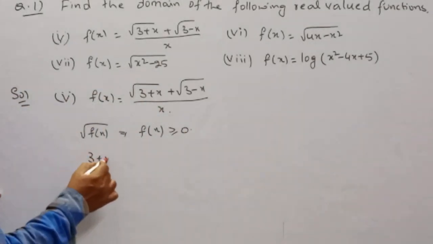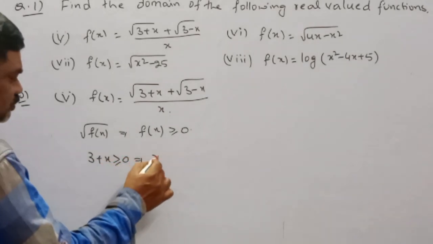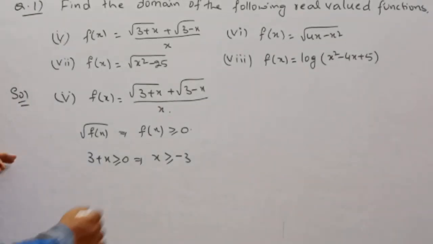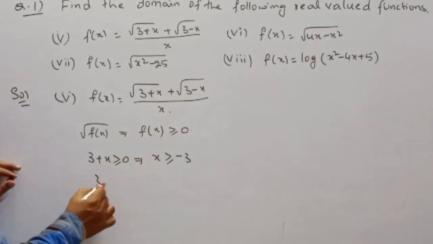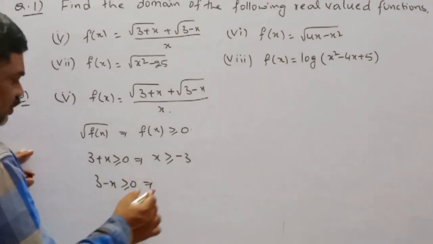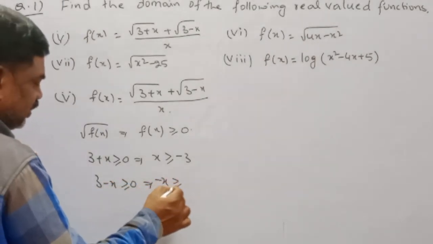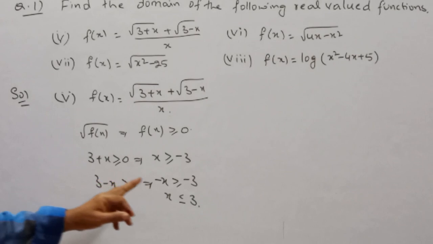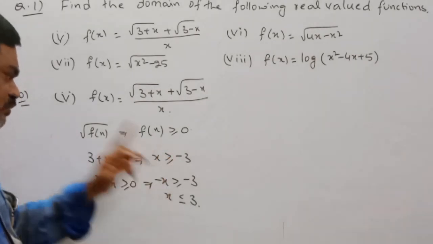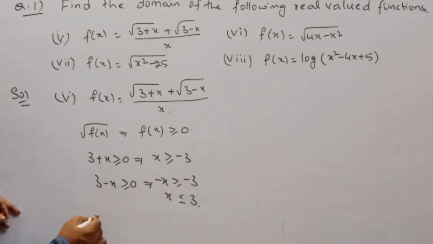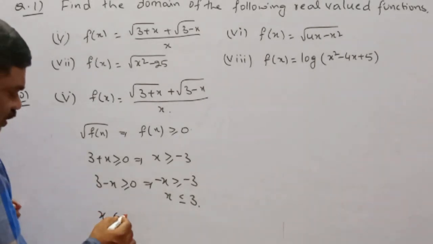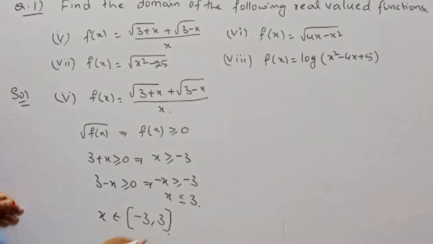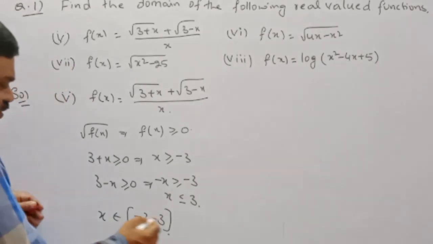That's why 3 plus x greater than or equal to 0. So, x greater than or equal to minus 3. And 3 minus x greater than or equal to 0, so minus x greater than or equal to minus 3, x less than or equal to 3. So x is greater than or equal to minus 3 and less than or equal to 3. Here x belongs to the closed interval minus 3 comma 3.